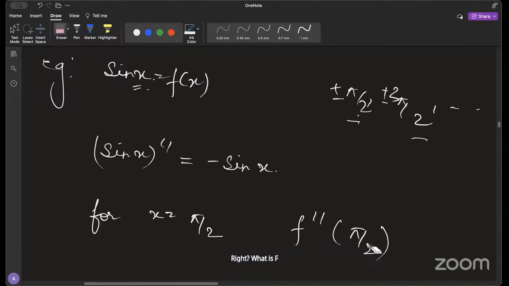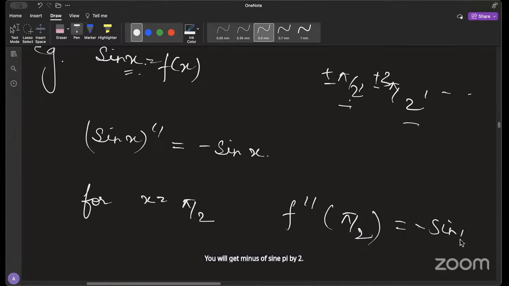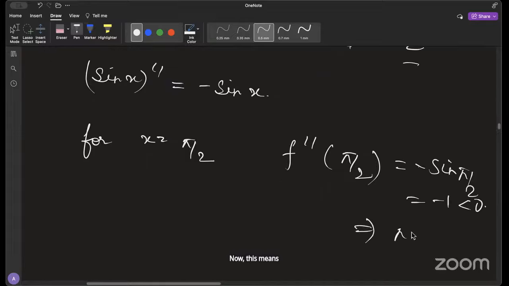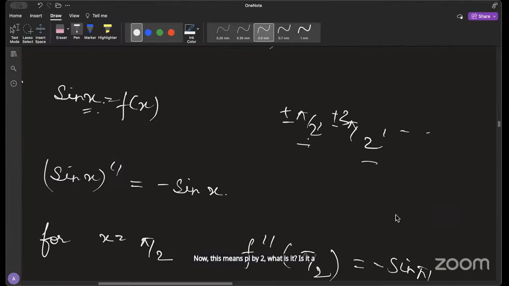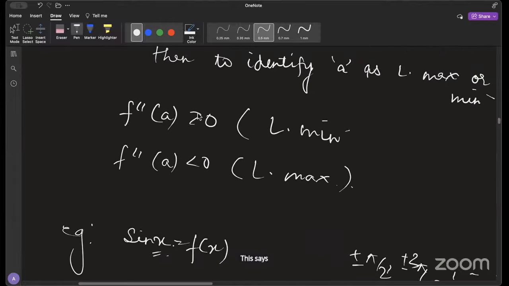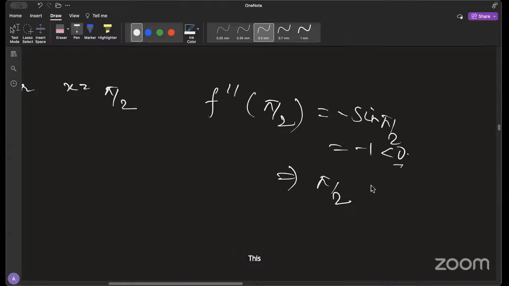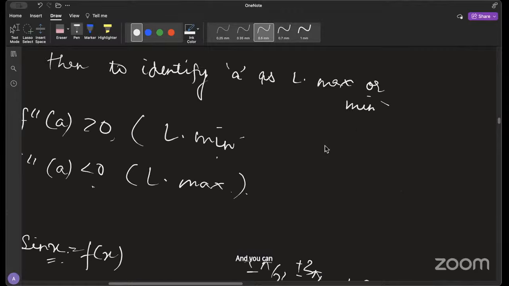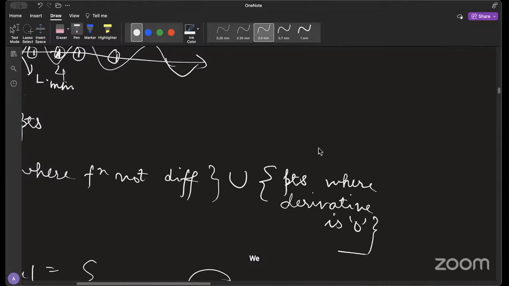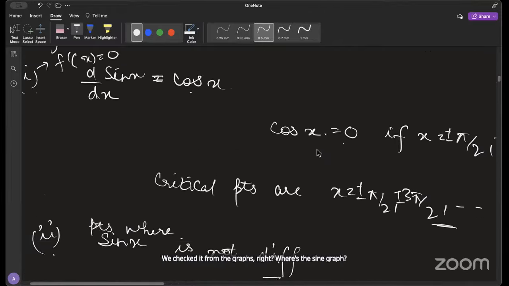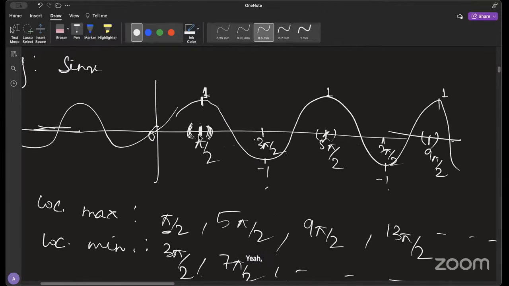What is f double dash of pi by 2? F double dash is minus sin x. If you substitute pi by 2 in this function, you will get minus of sin pi by 2, which is minus 1, which is negative. Now this means pi by 2, is it a maxima or a minima? This says if f double dash is greater than 0, it's local minima. If it's less than 0, it's local maxima. This one is less than 0. And you can check it from the graph too. Pi by 2 is a local maxima here.